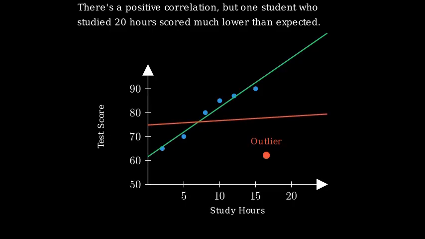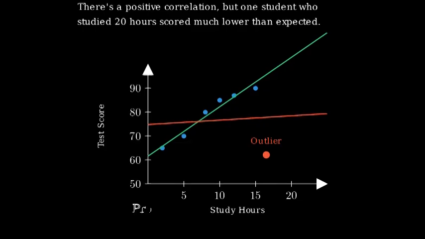Now, let's approach this problem with critical thinking. Here are some questions we need to answer. First, how would we identify this data point as an outlier? Second, what impact does this outlier have on our regression line and correlation coefficient? And third, what should the researcher consider before removing this data point from the analysis? These questions go beyond simply applying formulas. They require judgment and context.